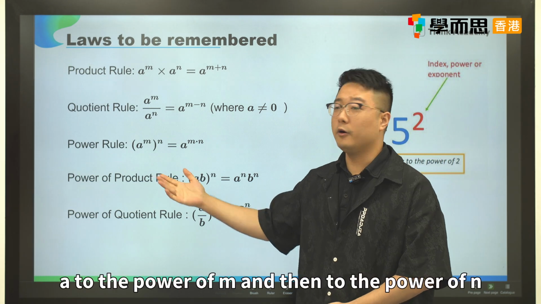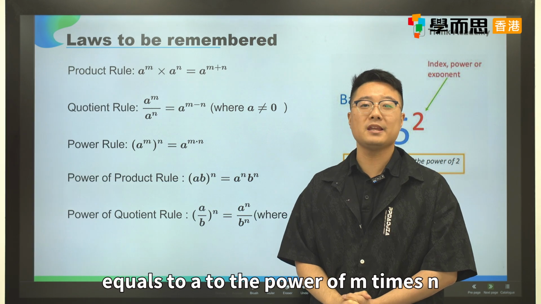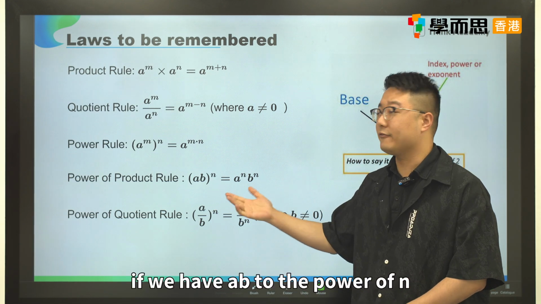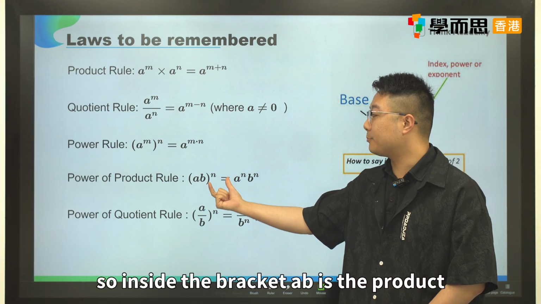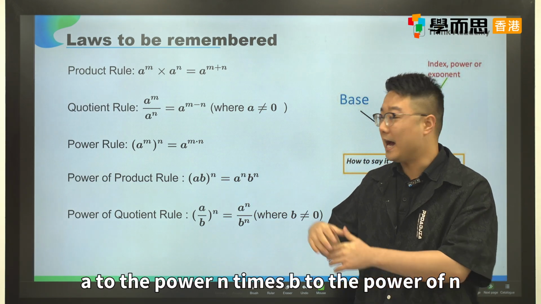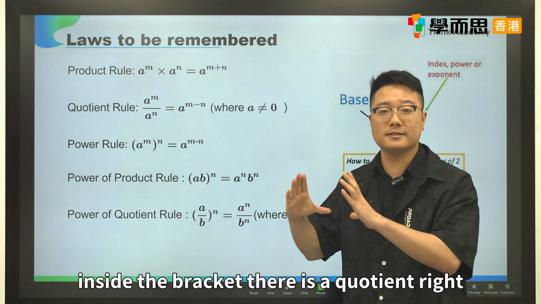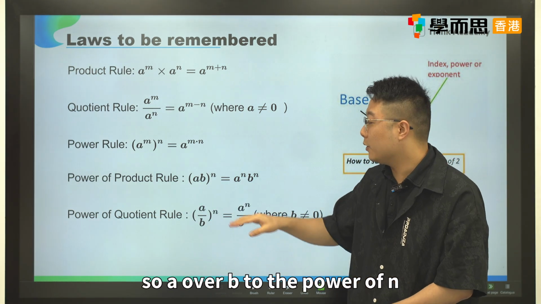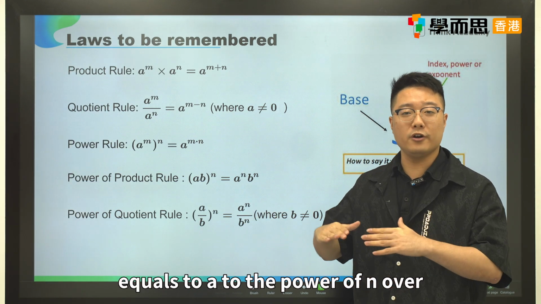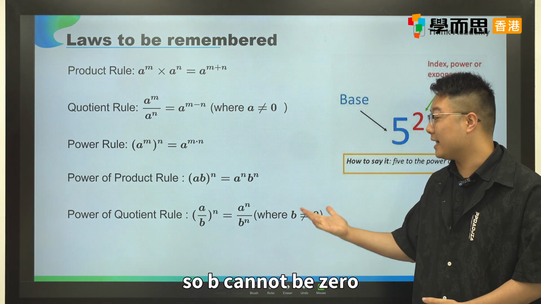And then the power rule: a to the power of m and then to the power of n equals a to the power of m times n. And then the power of product rule, if we have ab to the power of n, so inside the bracket, ab is the product, it equals a to the power of n times b to the power of n. And then the power of quotient rule, inside the bracket there is a quotient, right? So a over b to the power of n equals a to the power of n over b to the power of n. And because b is the denominator, b cannot be 0.